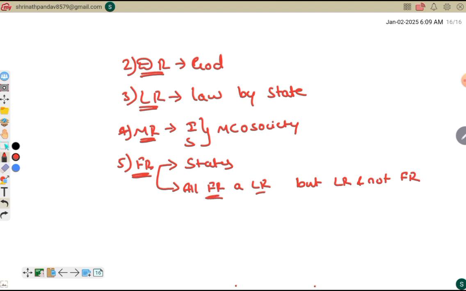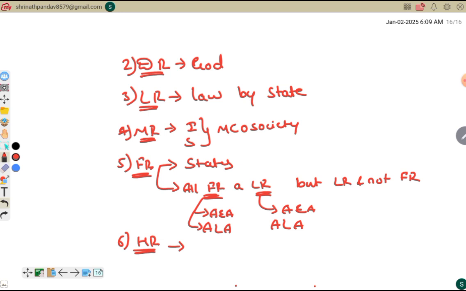Another difference between fundamental and legal right is that in a legal right you are protected only from arbitrary executive action and not arbitrary legislative action. But in a fundamental right you are protected from arbitrary executive action and also from arbitrary legislative action. Then come the human rights. As we have already discussed human rights during natural rights, these are the rights that are in the embryonic stage of natural rights.